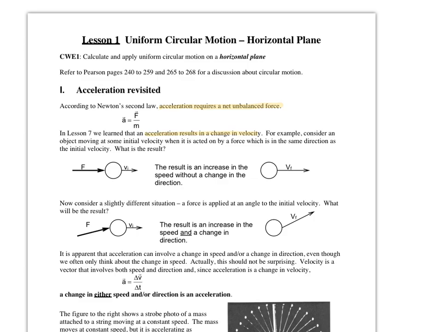So they have this little example here that if an object is moving at some initial velocity and a force is applied to it in the same direction as its motion, the final velocity will simply be greater because we've applied the acceleration in the exact same direction as our velocity. Now, if we have this object moving with an initial velocity, but the force is applied at a slightly different angle, our speed will increase and our direction will change in this case. So we have to consider vectors here.